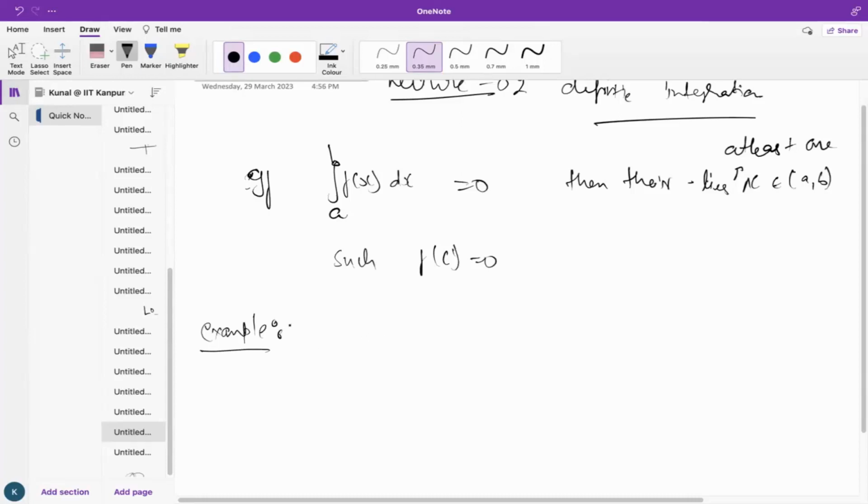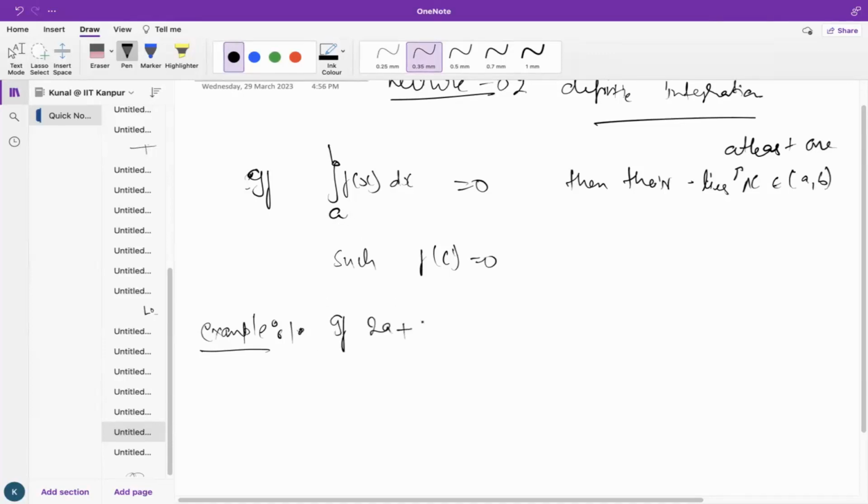Our first example is based on what I taught you last time. If the integration from a to b is 0, that means the area is 0 between a and b, then the function has at least one root, and that root lies between the upper limit and the lower limit. So let me write the question.